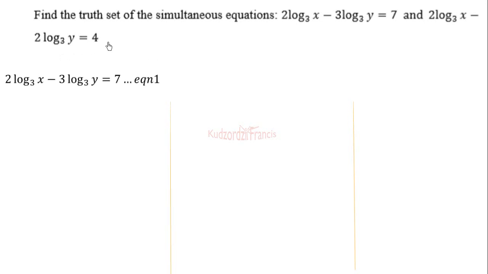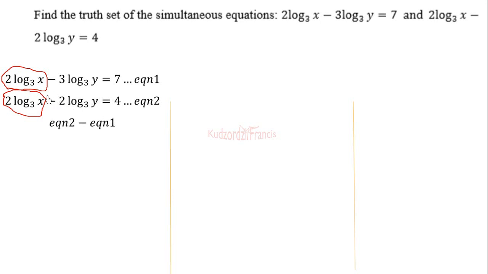So this is our first logarithmic equation, and the second is this. Now if you observe carefully, you realize that these two terms are identically the same. They are all the same thing. So when we subtract the two equations, the x terms will go. So let's subtract equation 1 from equation 2, and that will give us this.